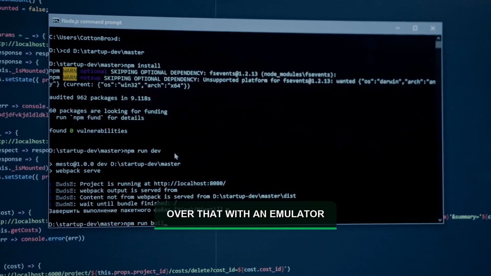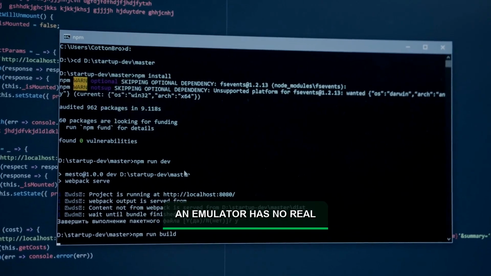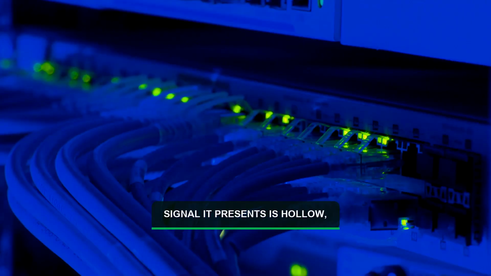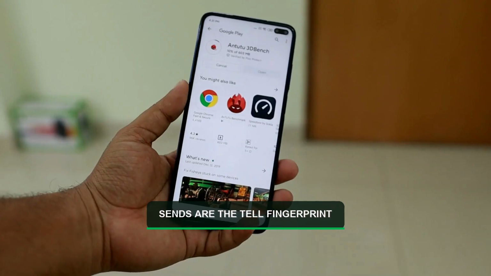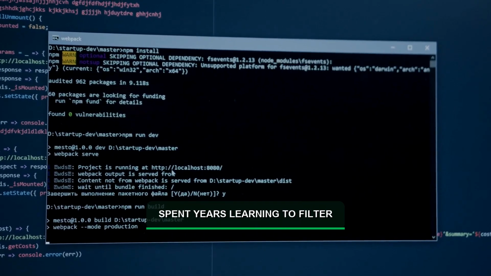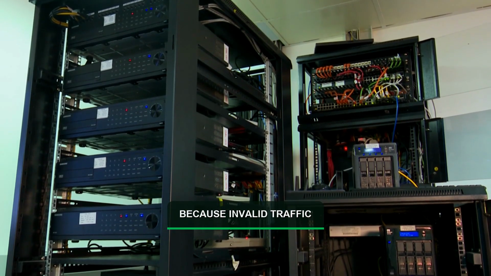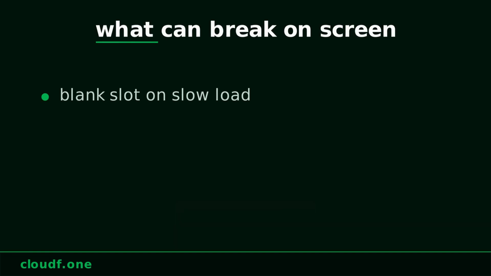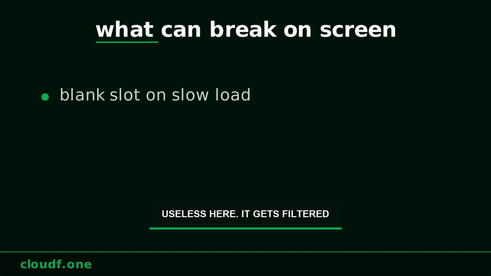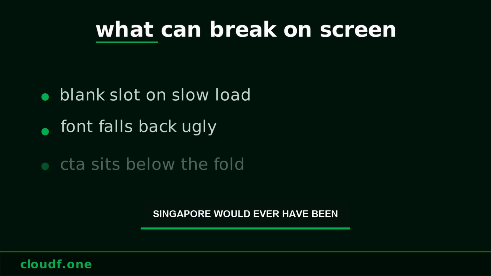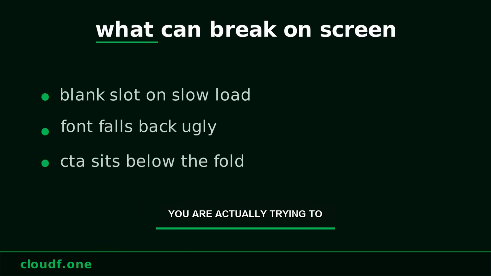And you cannot paper over that with an emulator either. An emulator has no real telephony stack and no carrier behind it, so the network signal it presents is hollow, and the device signals it sends are the telltale fingerprint of a machine in a data center. Ad exchanges have spent years learning to filter exactly that traffic out, because invalid traffic from emulated devices is one of the oldest forms of ad fraud there is. So an emulator is doubly useless here. It gets filtered as fraud. And even when something does serve, it is not the creative a real handset in Singapore would ever have been shown. So what is it you are actually trying to check?